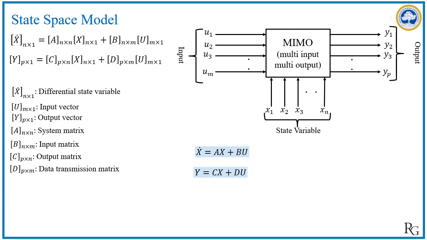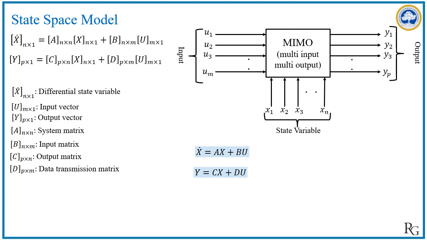Now we can observe from this particular figure that we have a multiple input, multiple output system. The inputs are defined as U1, U2, U3 to UM. So we have M number of inputs. If we represent U as an M cross 1 vector, it is defined as the input vector. In the same way, we have multiple outputs, Y1, Y2, Y3 to YP. If we represent all the outputs as a vector, it is known as the output vector of P cross 1 dimension. Then the complete state space model can be defined using two equations.